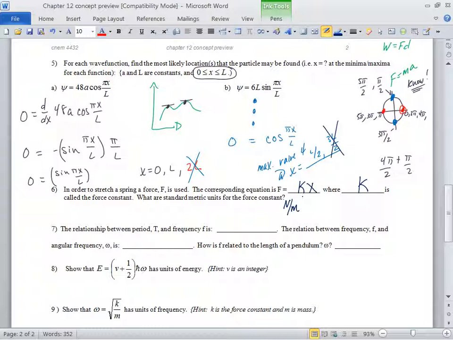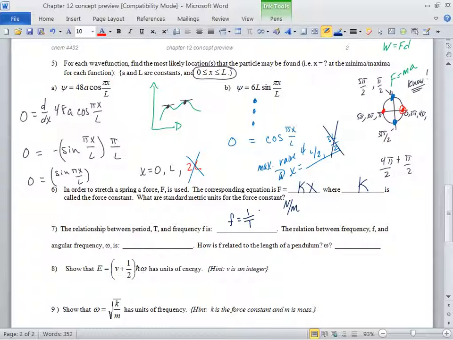The relationship between period and frequency. Sometimes we use F as the symbol for frequency, and the book is using frequency as little f, so that's what we're going to do too. It's an inverse. f is 1 over T.